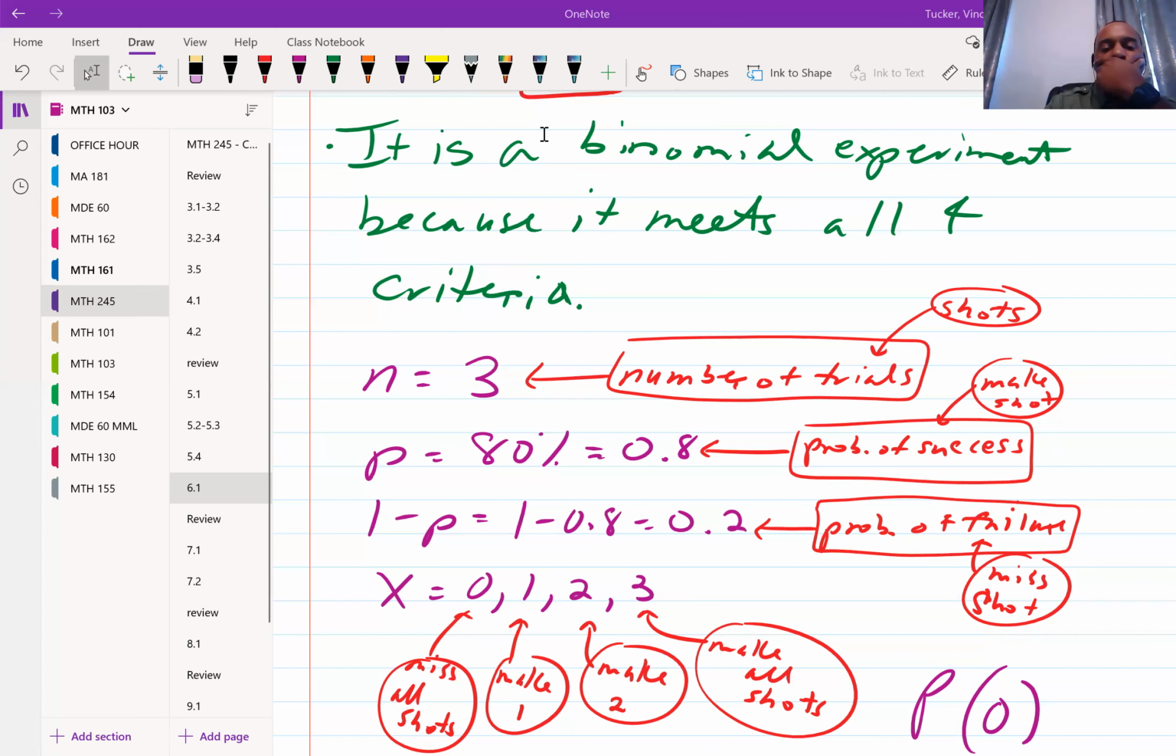All right, next one: a probability experiment in which 3 cards are drawn from the deck without replacement and the number of aces is recorded. Give you a chance to write that.